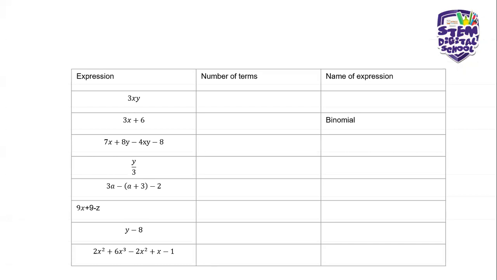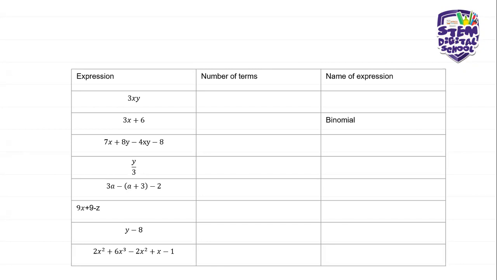So the expression is there, 3xy followed by 3x plus 6, and then how many terms are there? We say this is a binomial. So we have given you the first one, 3x plus 6, it's a binomial. So I want to know what is the name of the expression 3xy, but also the following expressions as well. Let us find the different expressions.